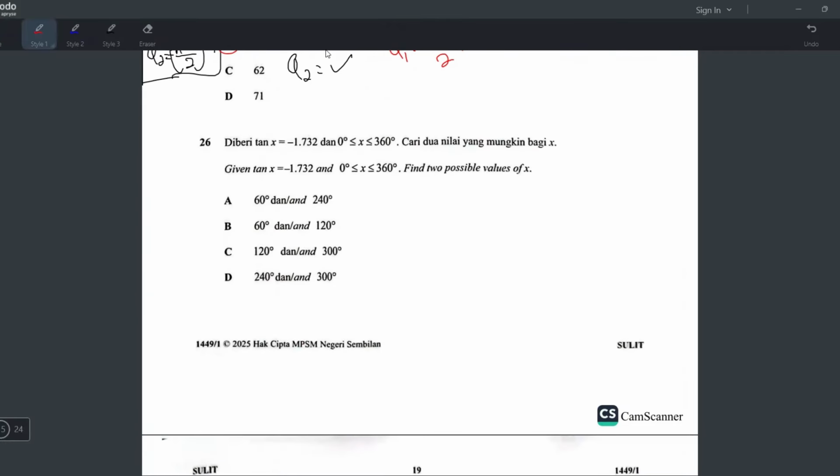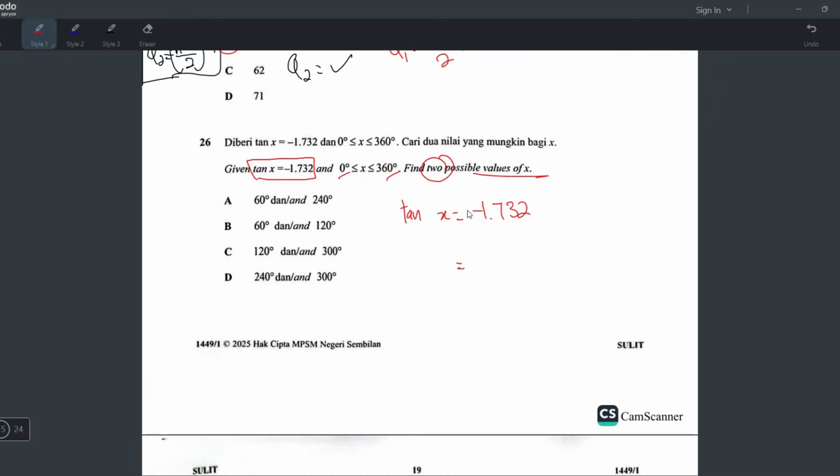Okay, 26. Given tangent x is negative 1.732 and x is between 0 and 360. It means they want the answer in quadrant 1, 2, 3, 4. Okay, find the two possible values of x. Okay, yang ini kalau nak buat, kita kena pindah tangent and then tekan shift tangent, right? So tangent x equals negative 1.732 and how to find x, you have to tekan shift tangent. Tapi, when you press shift tangent, you cannot tekan the negative.